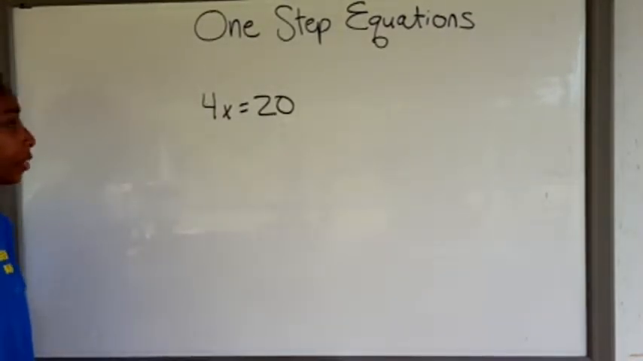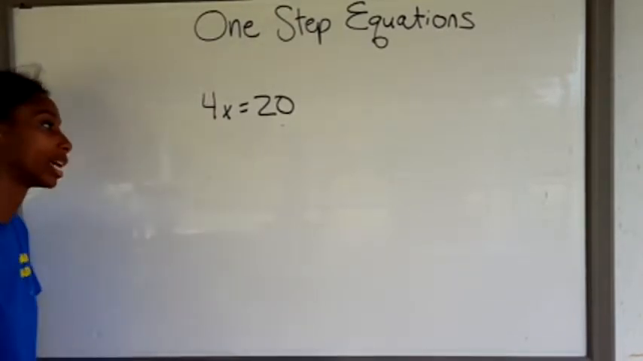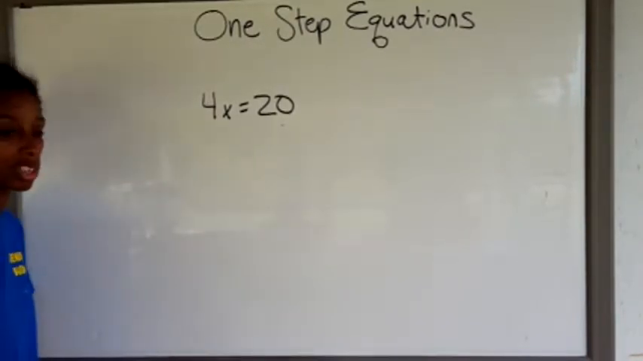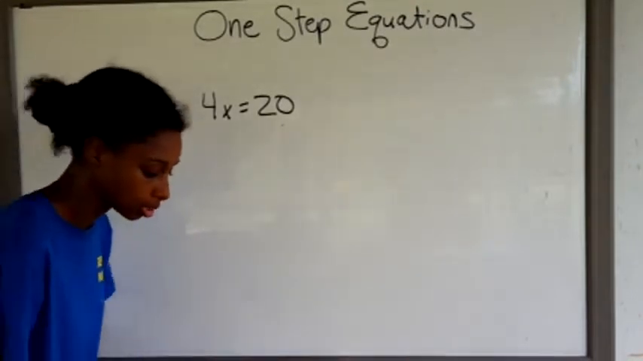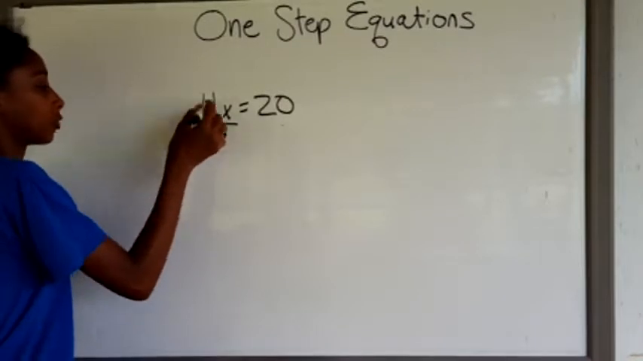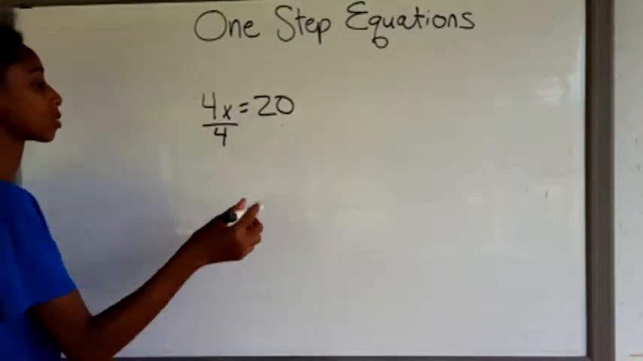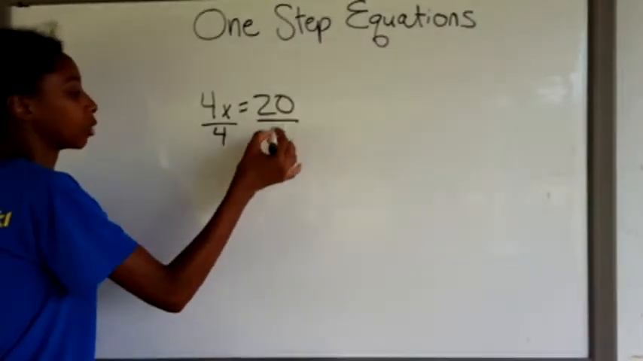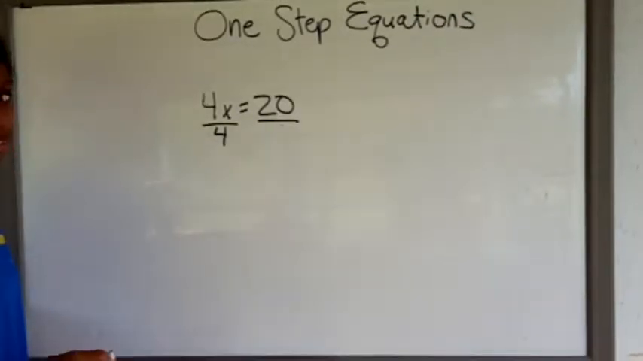Okay, so here we do the opposite again. So we have 4 times x, which is multiplication. So the opposite of multiplication is division. So to get the x by itself, we're going to divide by 4, because 4 divided by 4 is 1, so that cancels that out. And then we divide on this side, because what we do to one side, we have to do to the other side.